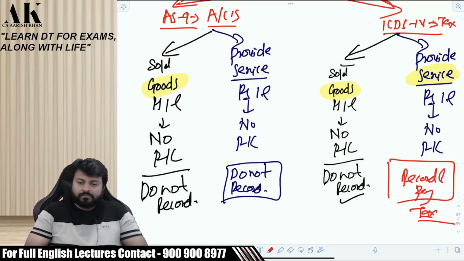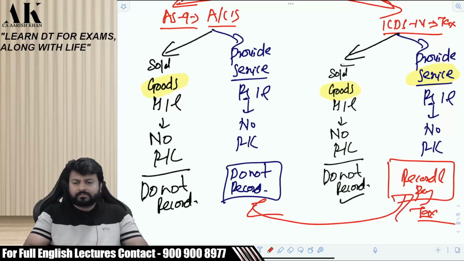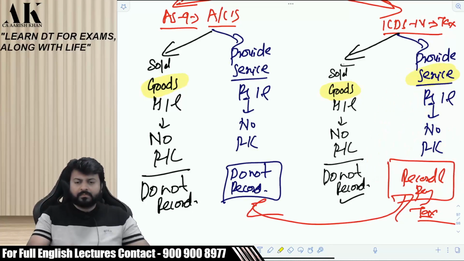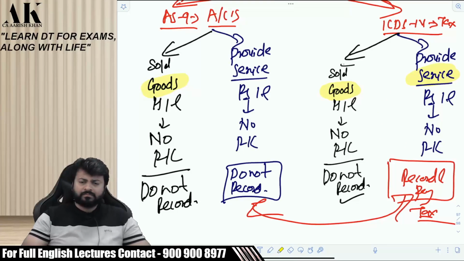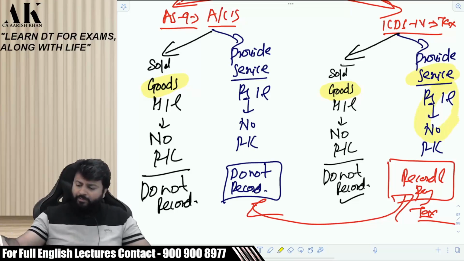Now, are accounts differing from tax? The reasonable certainty concept is removed for service. The moment you provide the service, you have to record it, forget about reasonable certainty. Now please tell me, I have provided a service of 1 lakh.